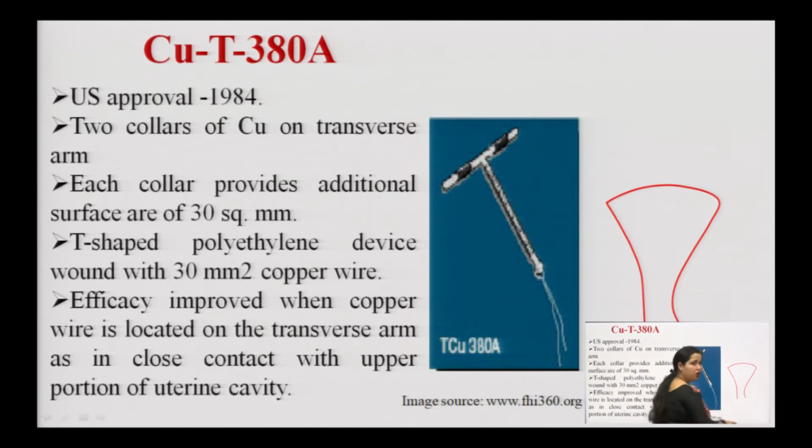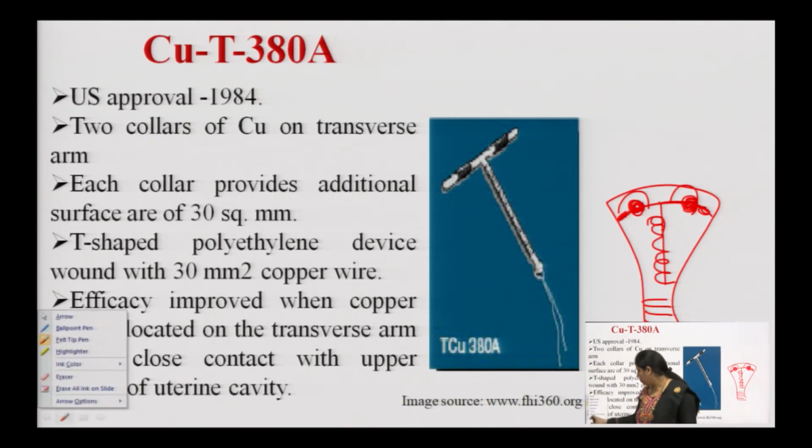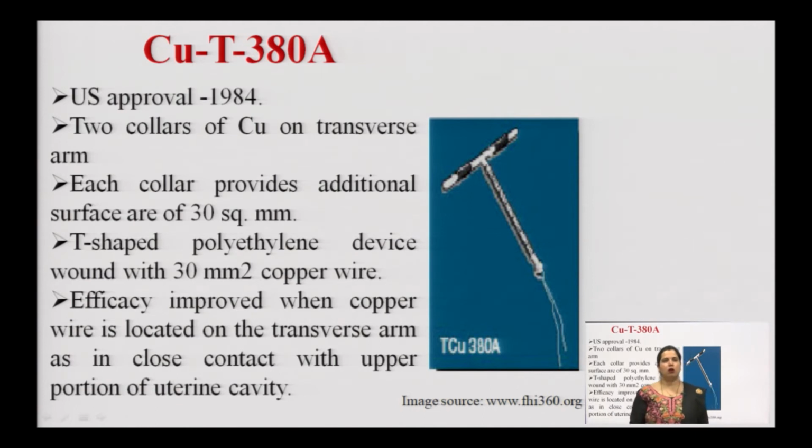The uterus is pear shaped, right. So, the device is fixed here. If it is T shaped and copper is wired here, it is observed that it will show enhanced activity as a contraceptive agent. So, if it is wound around the transverse section of the IUD, it will show the enhanced activity of the device.